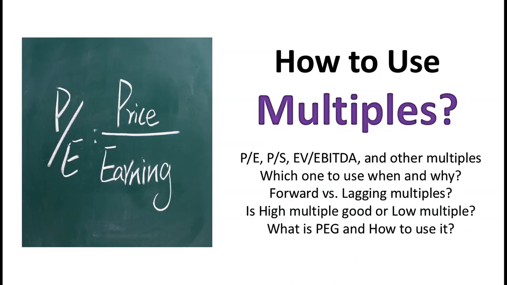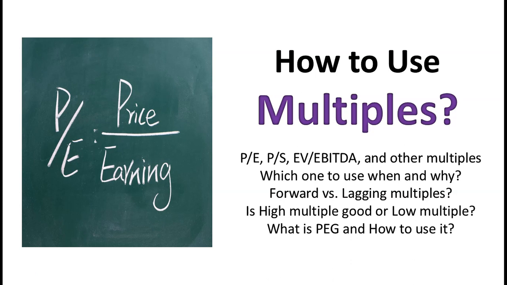You could also be asked about comparables valuation, that is, how to use multiples for valuation, and key multiples like price to earnings, price to sales, EV to EBITDA, price to book value, and other multiples, and also the definition of enterprise value. What is enterprise value, how is it used, how is it calculated, and which of the multiples should be used when and why.